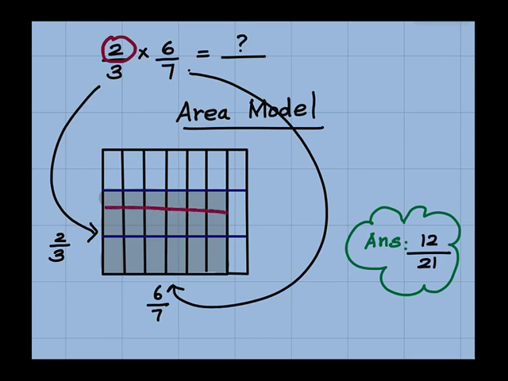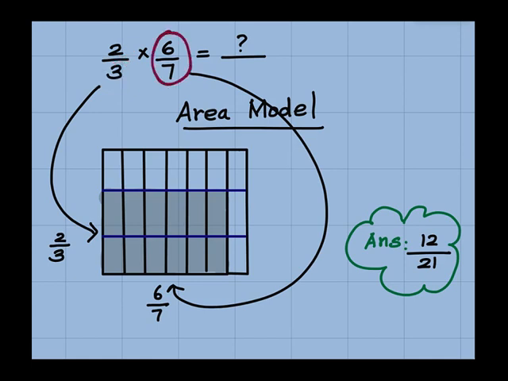So this row is shaded, but not this one. I will tell you why. And this row is also shaded, but not this box. I'll tell you why later. Okay. So 2 rows are shaded out of 3 rows. So the total number of rows is 3 and 2 rows are shaded.